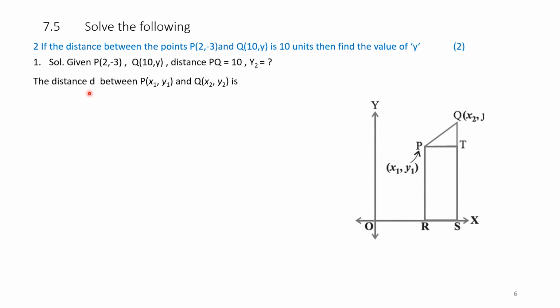The distance between two points P (x1, y1) and Q (x2, y2) is given by the formula D is equal to the square root of (x2 minus x1) whole square plus (y2 minus y1) whole square. This is based on the Pythagoras theorem, that is, the hypotenuse square is equal to the sum of the squares of the other two sides.